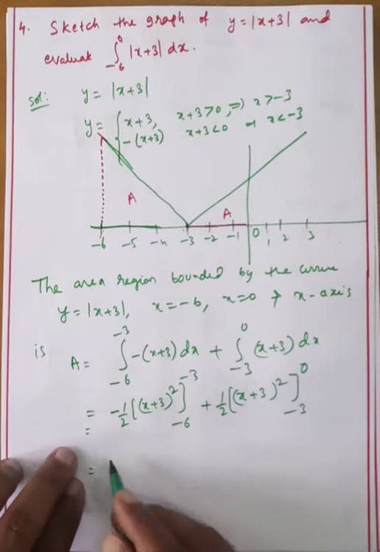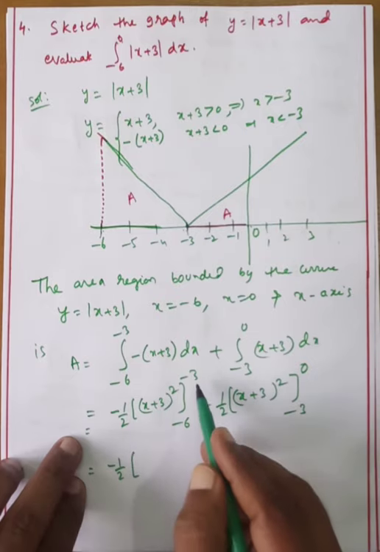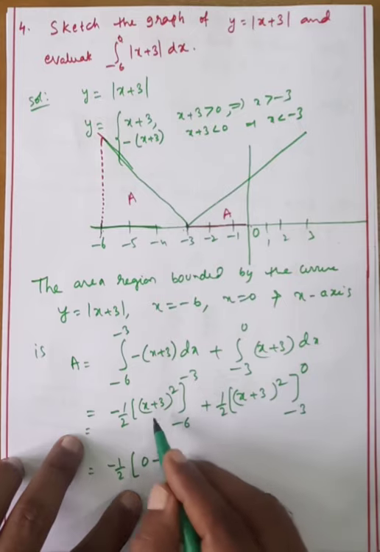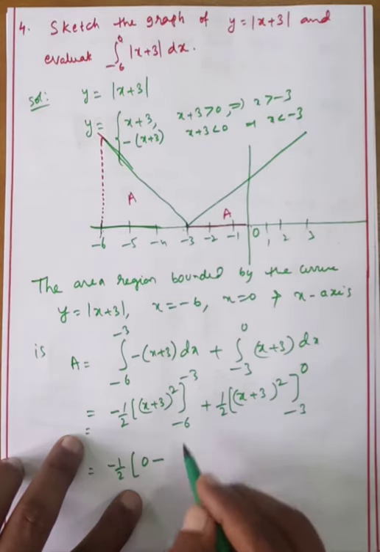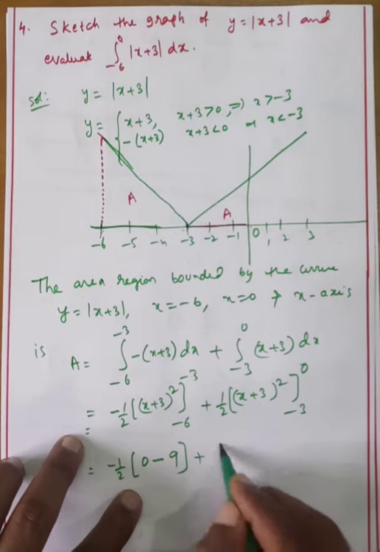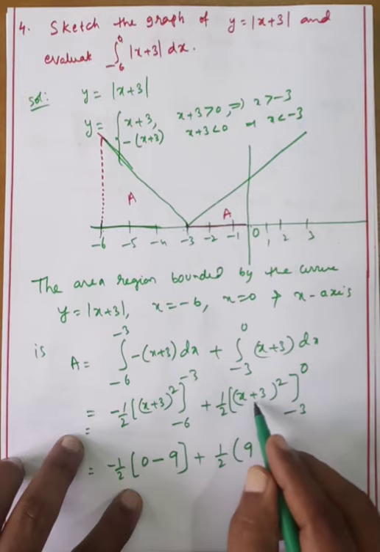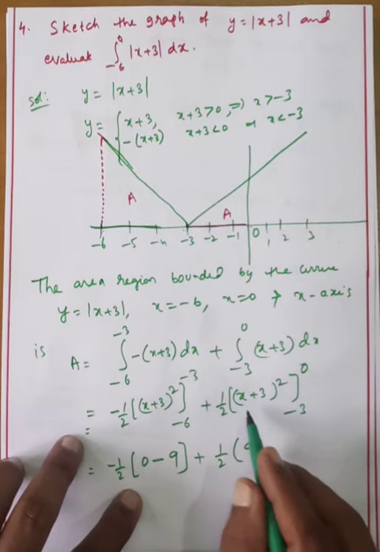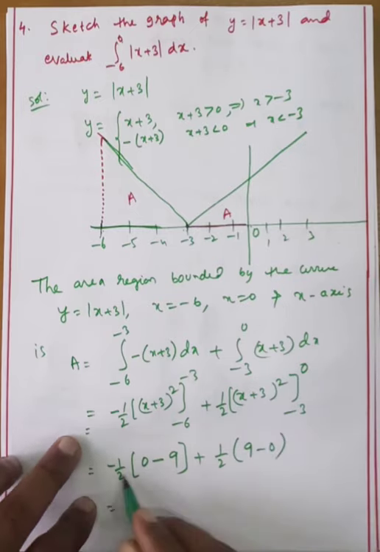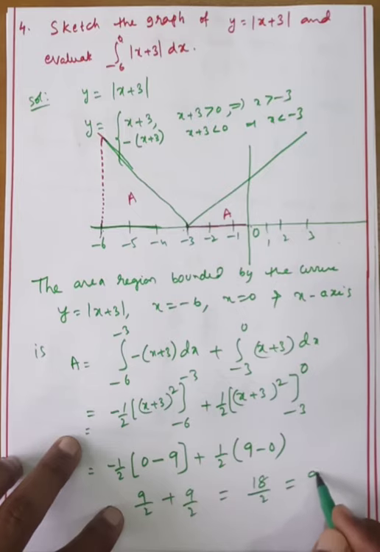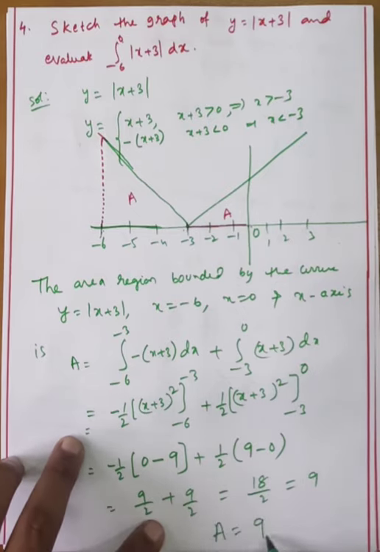Now substitute the upper limit. Minus 1 by 2 into upper limit, which is minus 3. Minus 3 plus 3 is 0. Minus lower limit, which is minus 6. Minus 6 plus 3, minus 3 whole square means 9. Plus 1 by 2 into upper limit, which is 0. 0 plus 3 means 9, 0 plus 3, 3 square means 9. Minus lower limit, which is 0. Okay, my dear students, minus into minus, plus 9 by 2 plus 9 by 2. 9 plus 9, 18, 18 by 2, 18 by 2 means 9. Now the required area is equal to 9 square units.